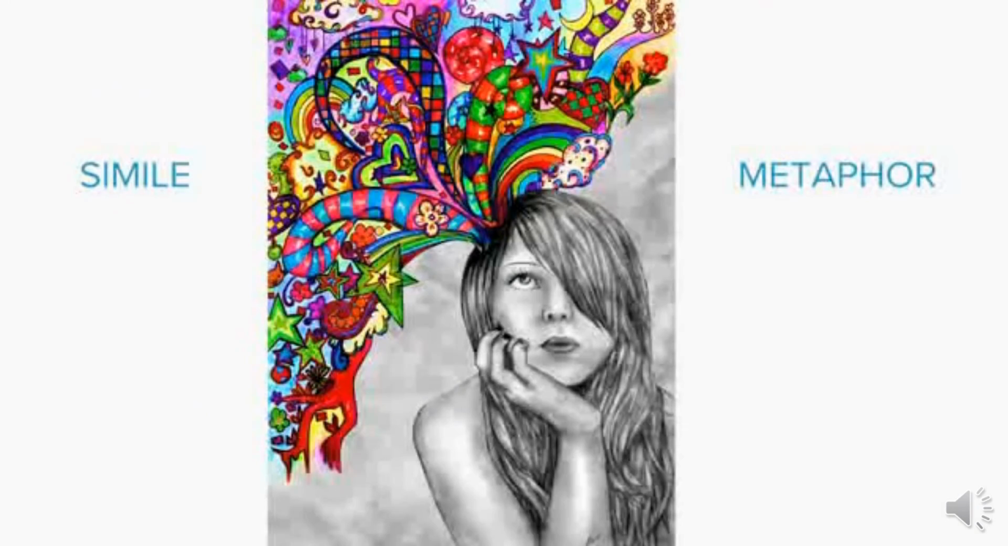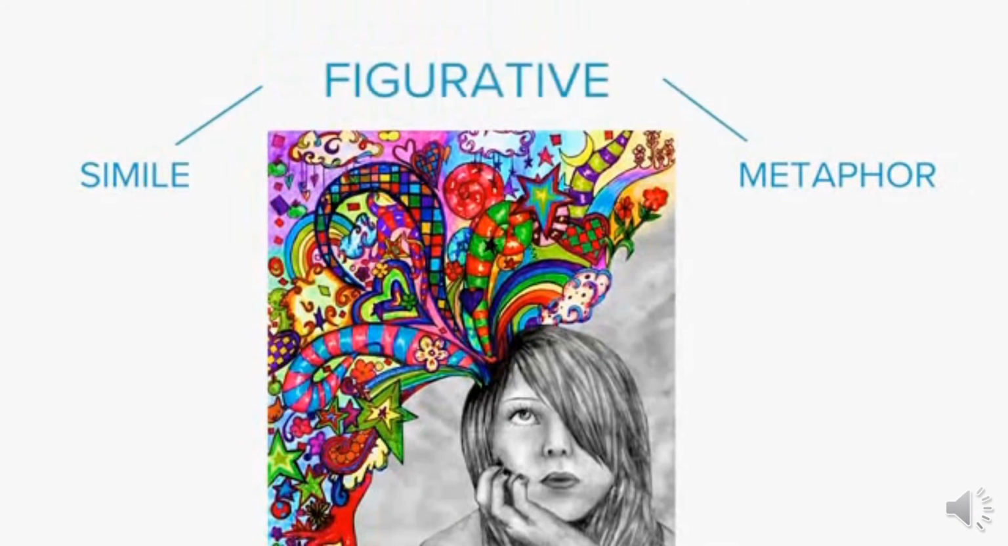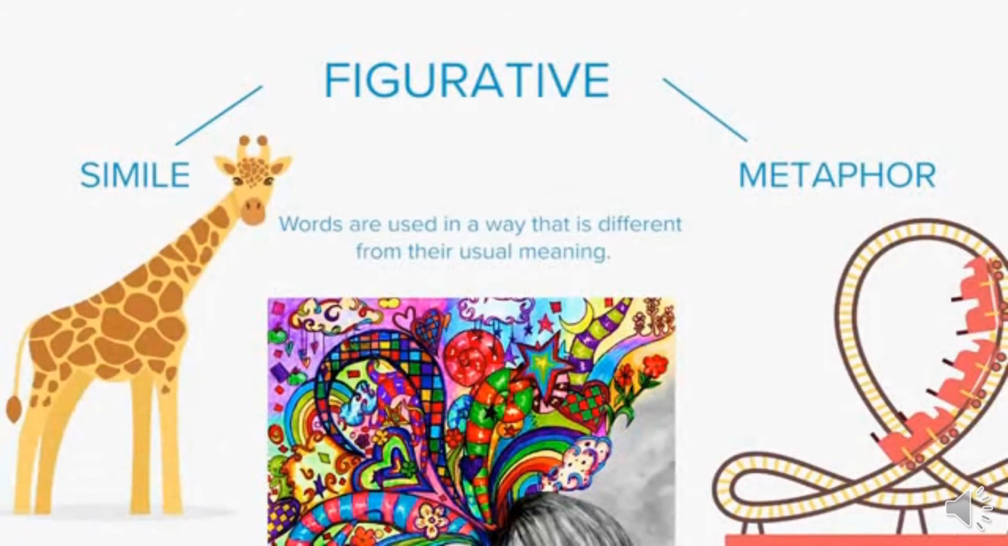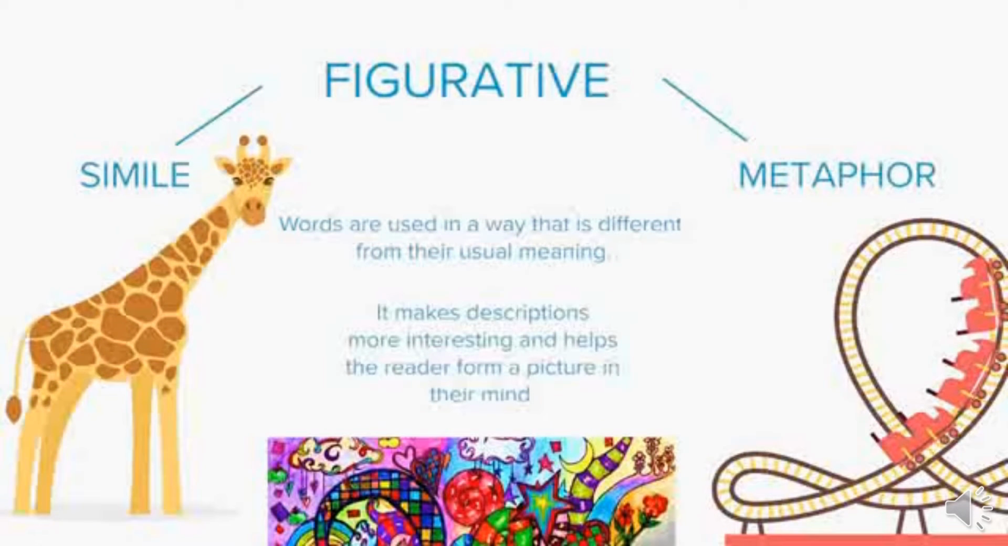Simile and metaphor are two types of figurative language. Figurative language is when words are used in a way that is different from their usual meaning. It makes descriptions more interesting and helps the reader form a picture in their mind. Look for similes and metaphors as you read.